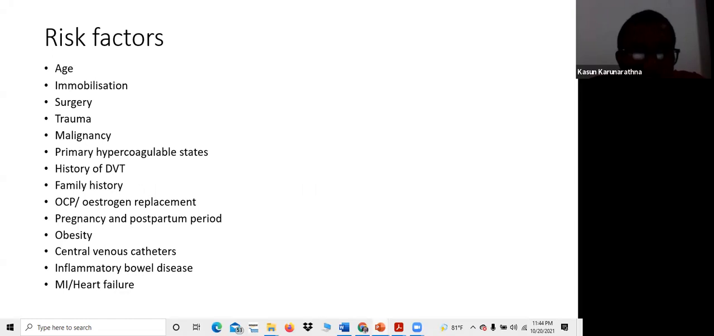These factors: age, immobilization, surgery, trauma, malignancy, primary hypercoagulable states, history of DVT, family history, high estrogen activity, pregnancy and postpartum period, OCP, estrogen, obesity, catheterization and endothelial injury of the venous system, MI, and heart failure.